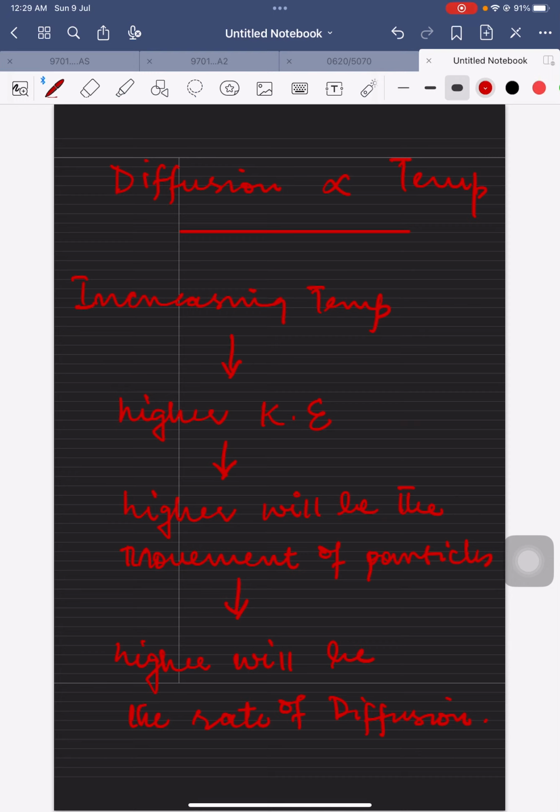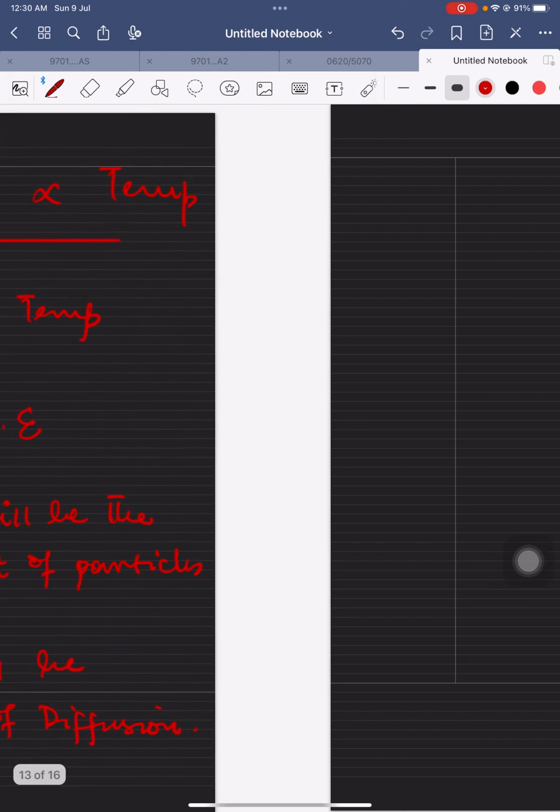Now there is another factor which is equally effective on diffusion. And what is that? It is called molecular mass. Here I'm going to introduce you to the term molecular mass.